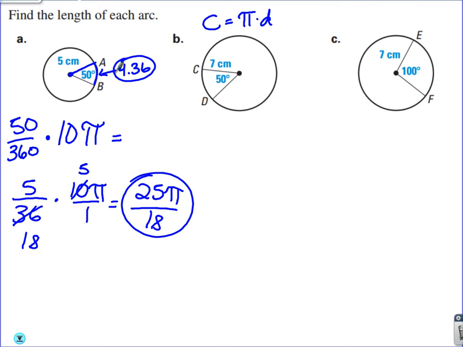Does that look kind of right? If the distance from here to here is 5, if you curled that around, doesn't that look a little bit less than 5?